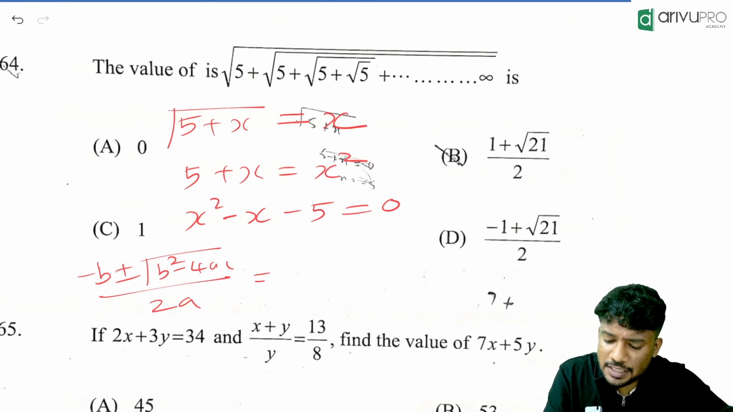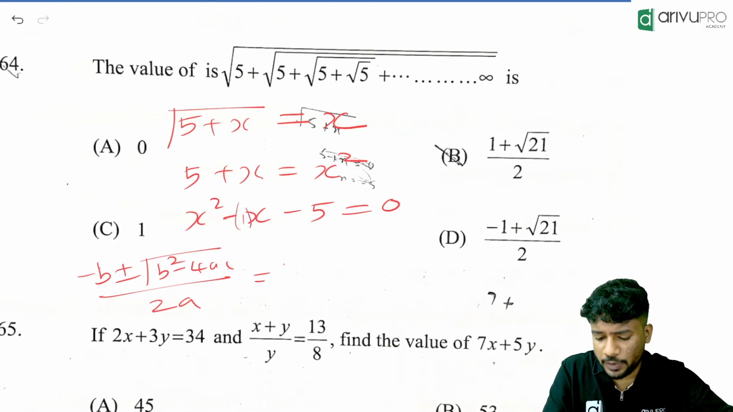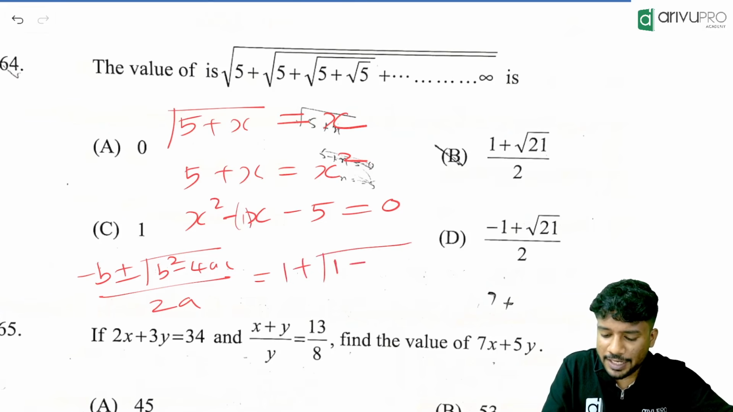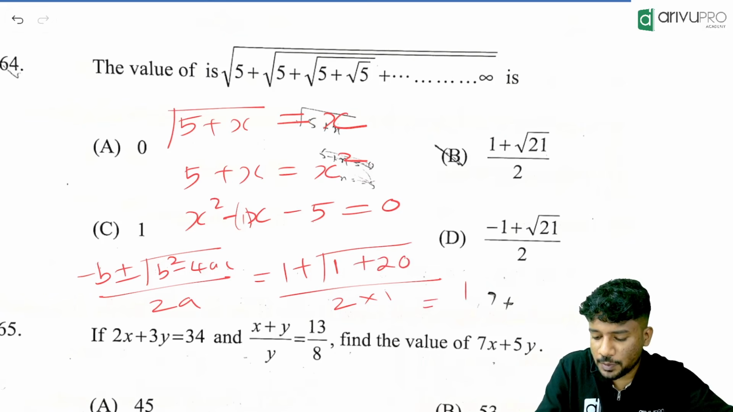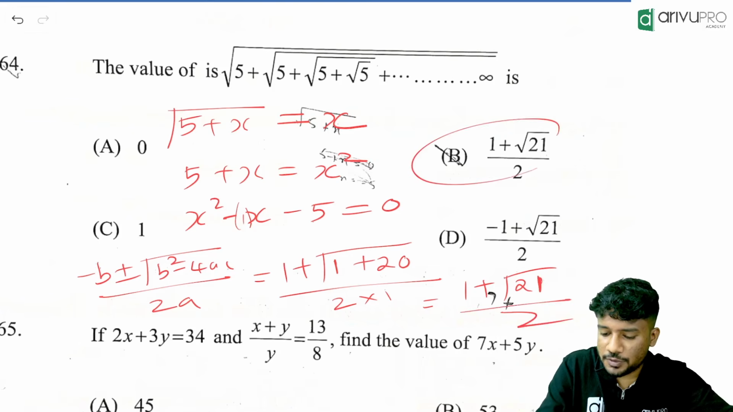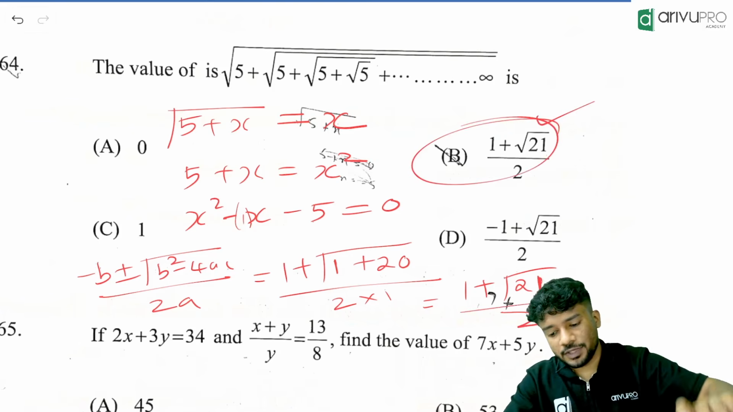That is, minus of minus 1 will become plus 1. Plus root of 1 square is how much? 1. Minus 4 into how much? 4 into minus 5, divided by 2 into 1. So 4 into minus 5 will become minus 20. Minus 20 into minus will become plus 20. So the answer is how much, people? 1 plus root 21 divided by 2. Which option is the answer, people? Option B is the answer.